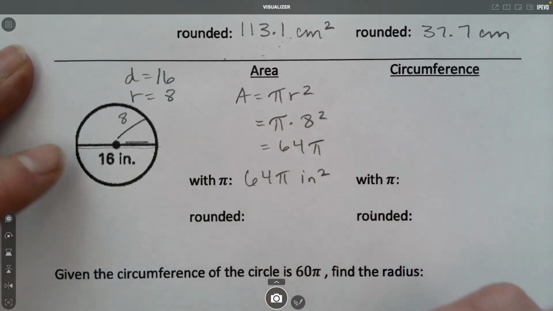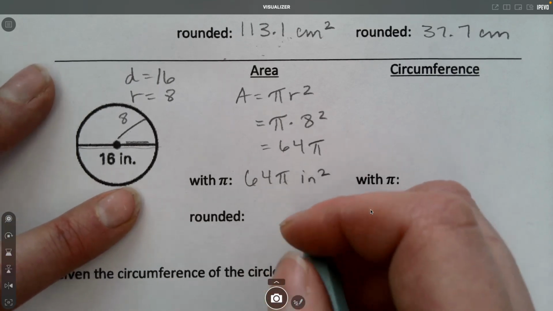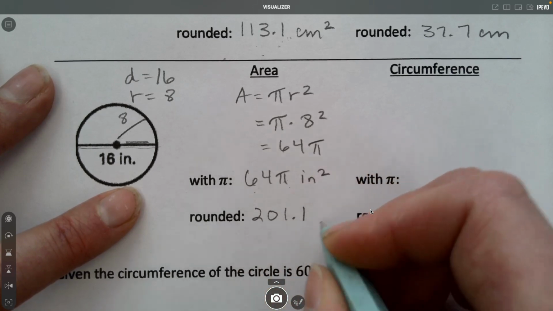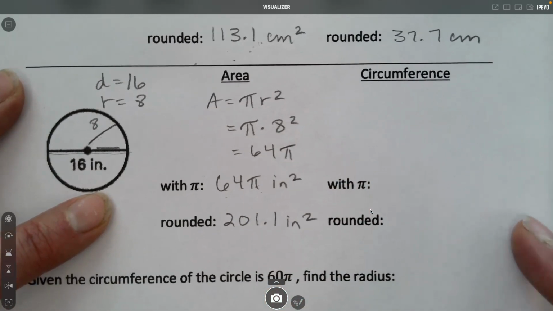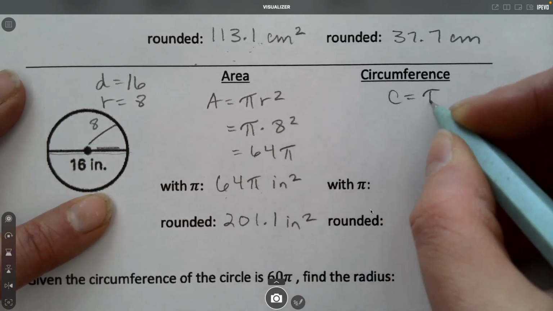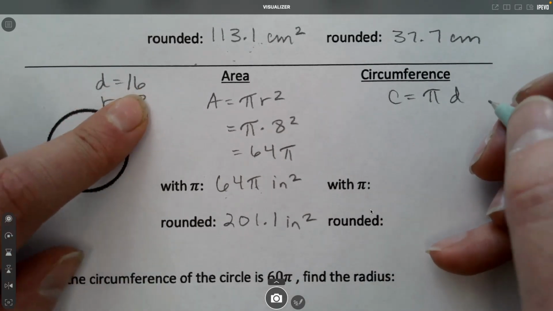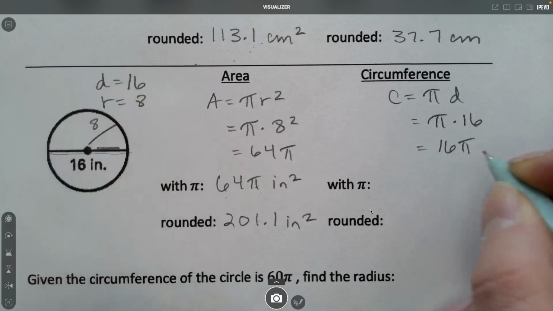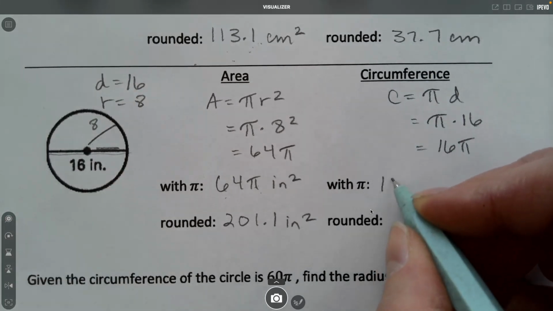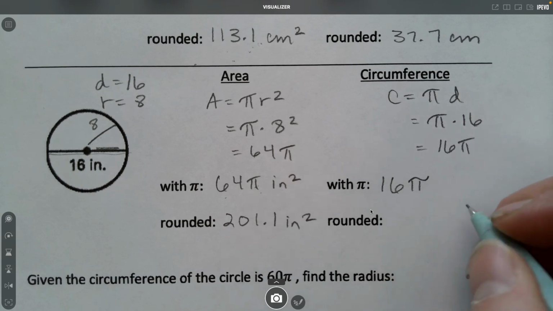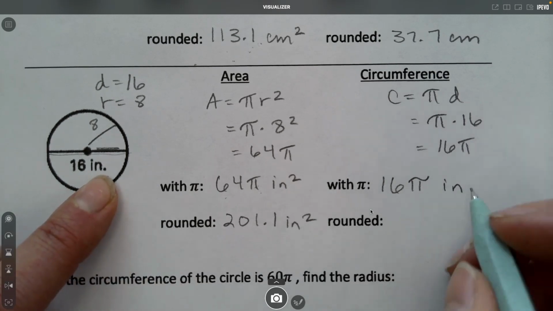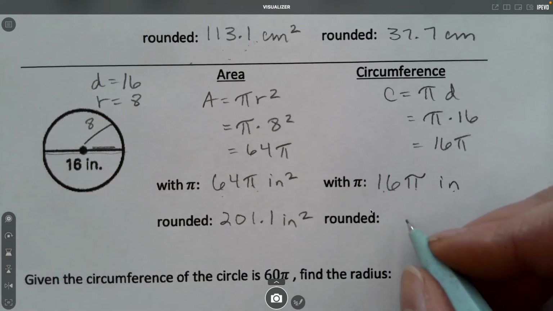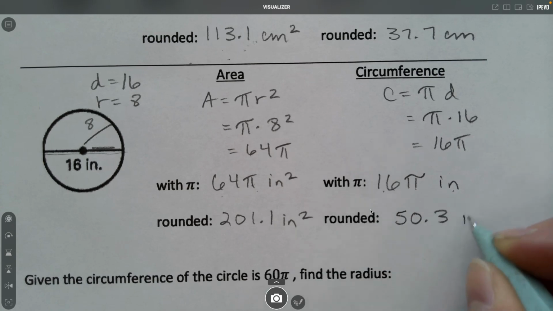And then if I go ahead and use my pi symbol on my calculator and multiply 64 times that 3.14 and round it, it should be 201.1 inches squared. Circumference on this one is pi times diameter. So now I'm going to use the 16 instead. That means pi times 16, which is just 16 pi. So my circumference with the pi symbol in it is 16 pi, and units here would be inches. This is just a distance, so this is not squared. And then if I multiplied 16 times that 3.14, my decimal version would be 50.3 inches.